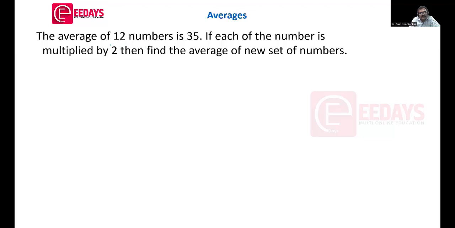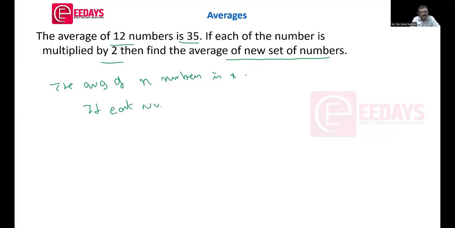Next, the average of 12 numbers is 35. If each number is multiplied by 2, what is the average of the new set of numbers? See, the average of n numbers is x. First, if each number is multiplied by k, then the new average is k times x.